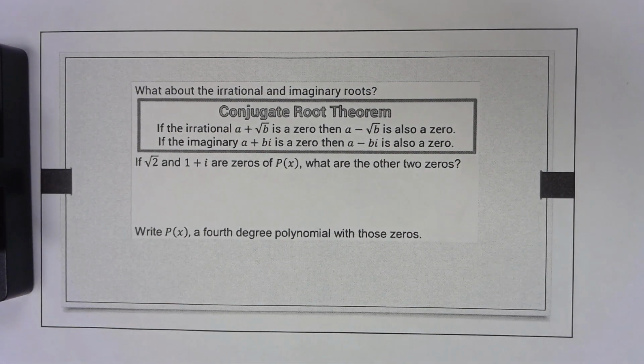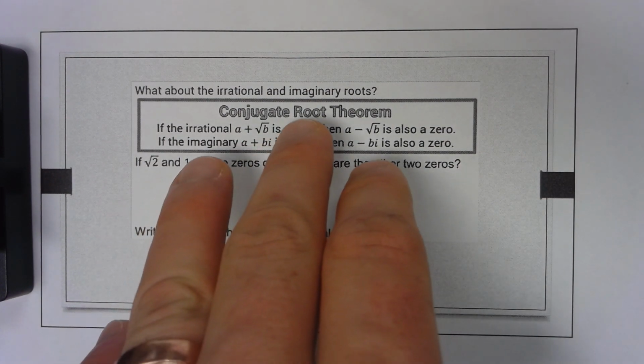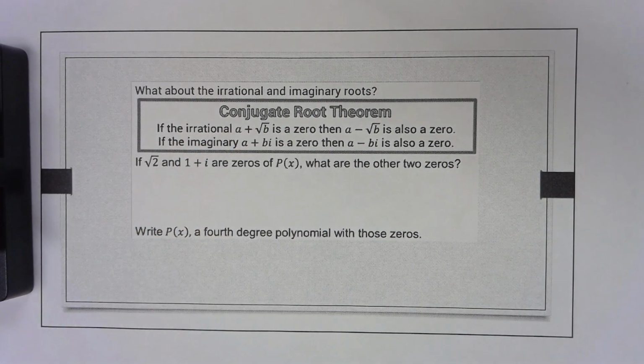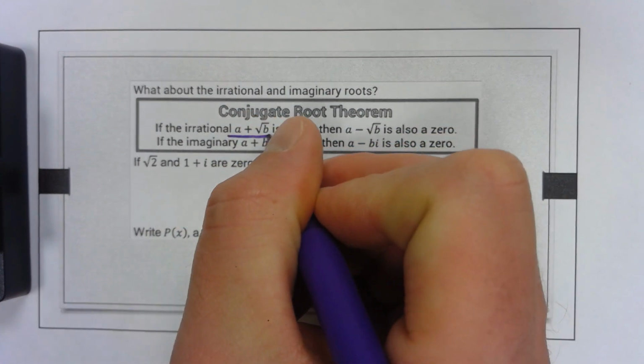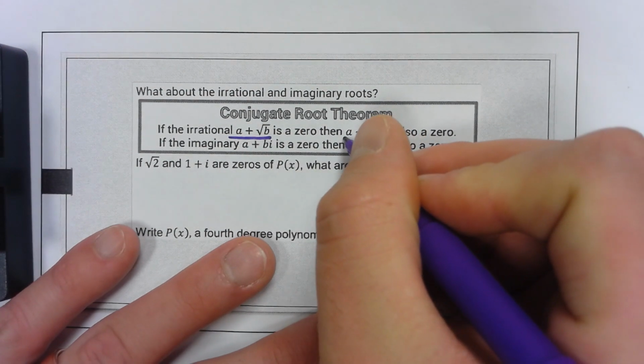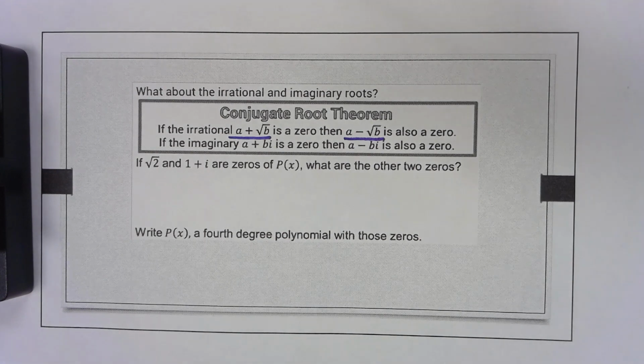The last thing that we're going to look at in this unit is something we've already been dealing with, but we haven't explicitly defined this. It's called the conjugate root theorem, and it just helps us bridge together some kinds of solutions here. What the conjugate root theorem is saying is that if we have an irrational zero, so a plus root b, if a plus root b is a solution or a zero, again, that could even be an x-intercept because those are real, that automatically means that a minus root b is also a solution.